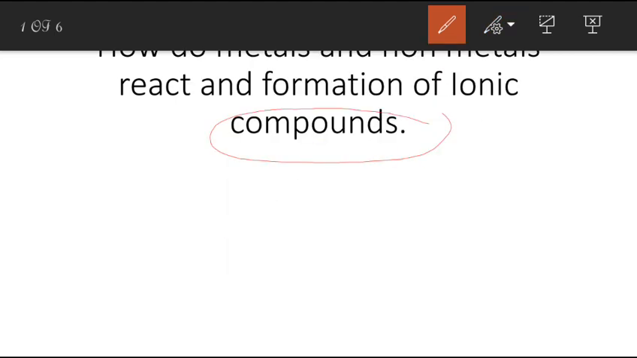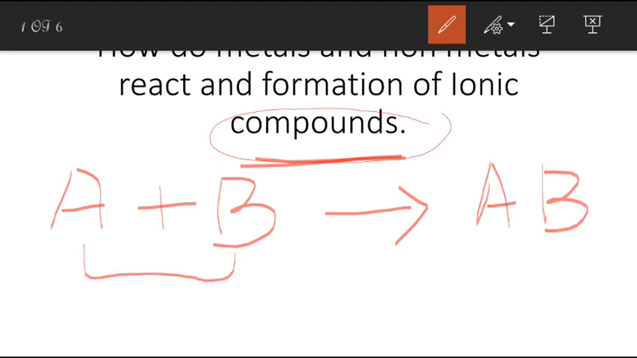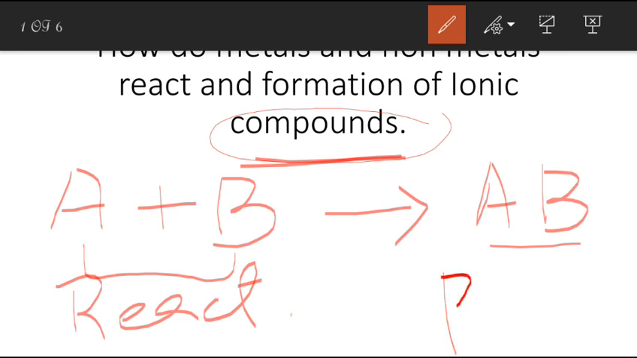What are compounds? You know that compounds are chemical substances that are formed by the reaction between two or more substances. That is, if A plus B react with each other, they form AB. So these are the elements, which are called reactants, and this is a compound, and the new substance that is formed is called the product.